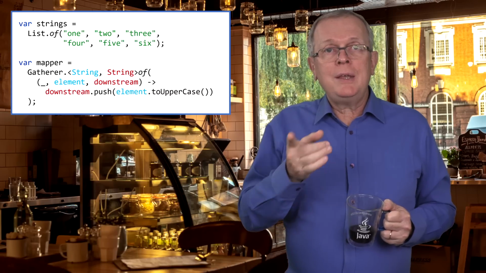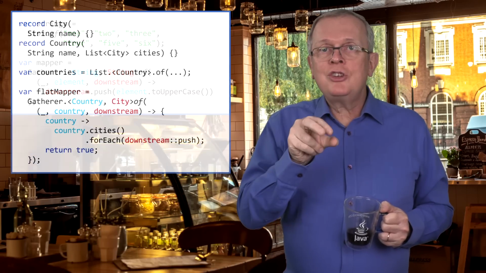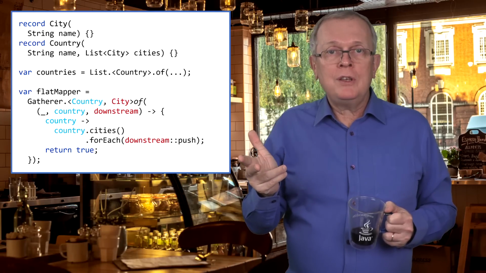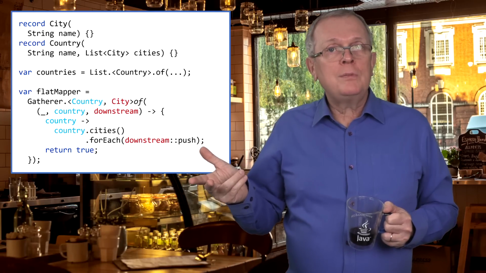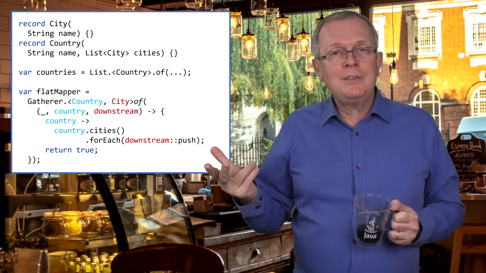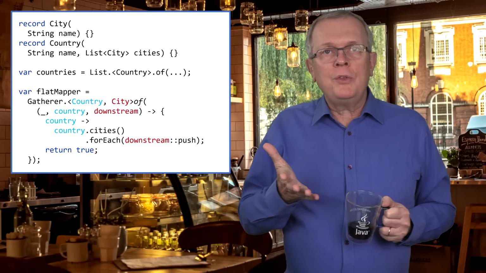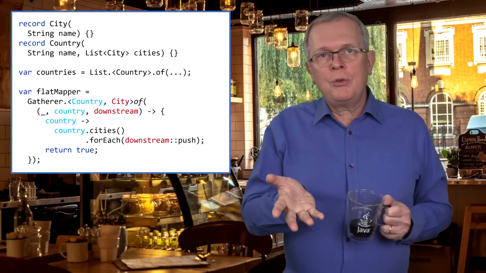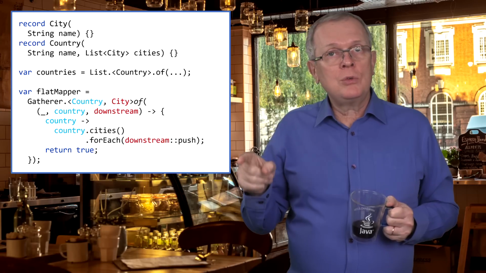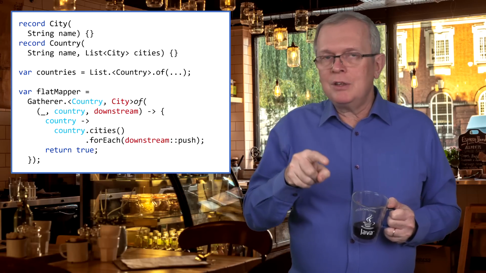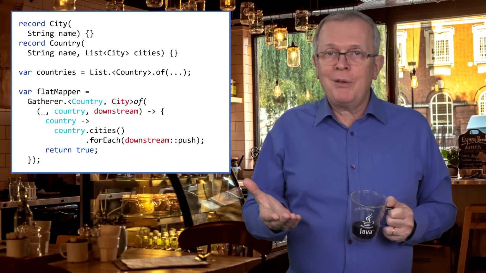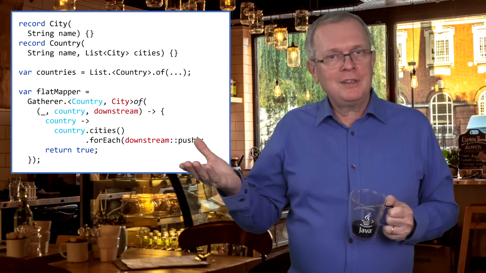And by the way, if you have a stream of countries, and each country has a list of cities, then you can also flatMap this stream of countries to a stream of cities with this pattern. You can call this downstream.push as many times as you need in your implementation. So this is the first pattern given to you by the Gatherer API. Calling Gatherer.of or Gatherer.ofSequential and passing an integrator as an argument creates a gatherer. You can use it in parallel or not. More on that in a minute.